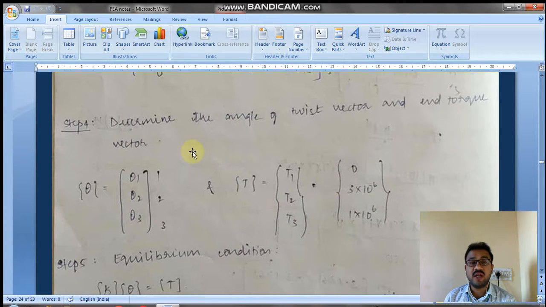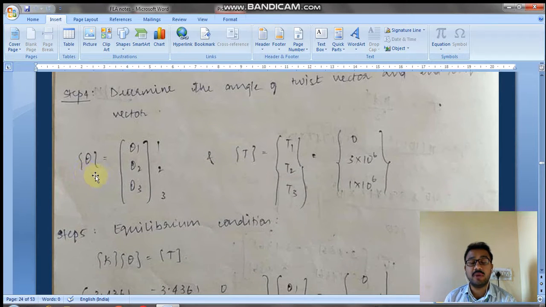Next is step 4, where I'll be writing the displacement vector and the torque vector. In the case of the bar problem, we used to follow the same thing. Here instead of Q, I'll be going with theta, because there is angle of twist here. So theta 1, theta 2, theta 3. Next is torque. Instead of force, here I'll be writing torque, that is T1, T2, T3. As usual, whatever value is given, I'll be writing. Since they have not mentioned the direction of rotation, clockwise or counterclockwise, always go with the positive values. T1 value is not given, so it is 0. T2 and T3 are given as 3 into 10 power 6 and 1 into 10 power 6 respectively.